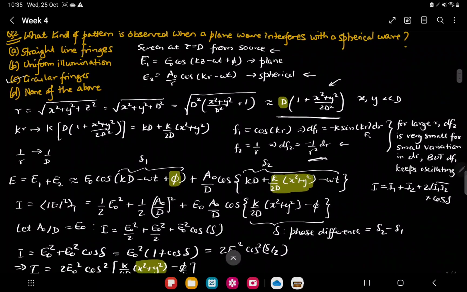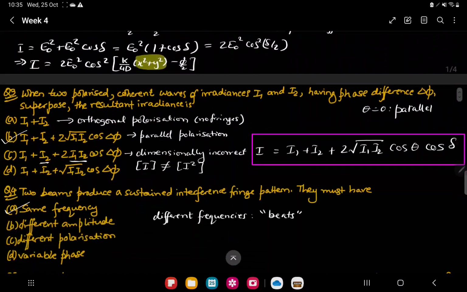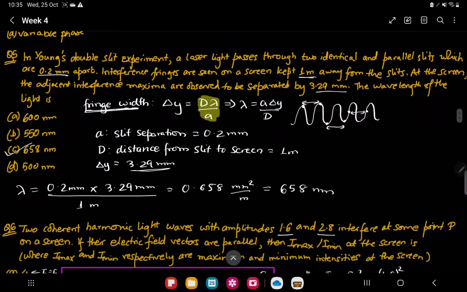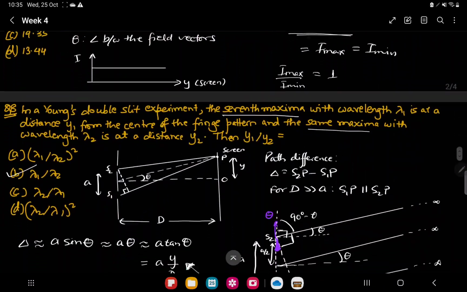So in week 4 we were introduced to the concept of interference and Young's double slit experiment.